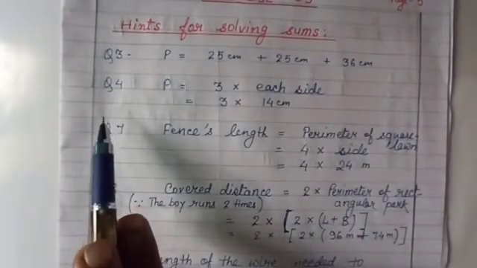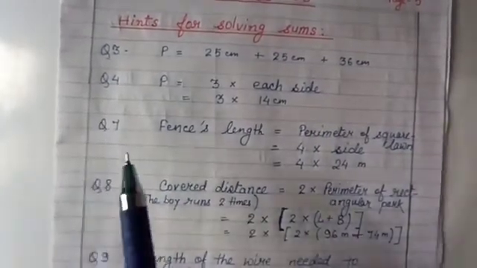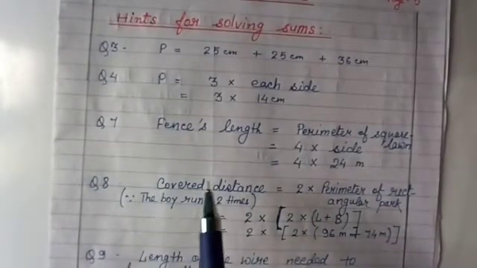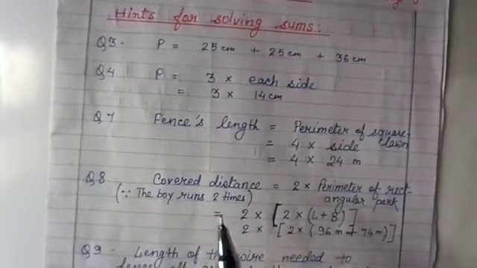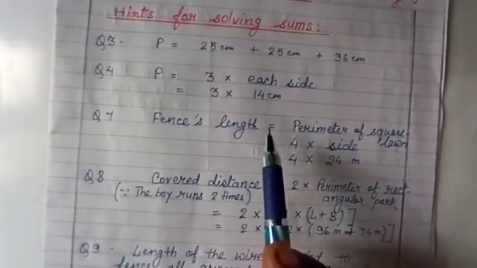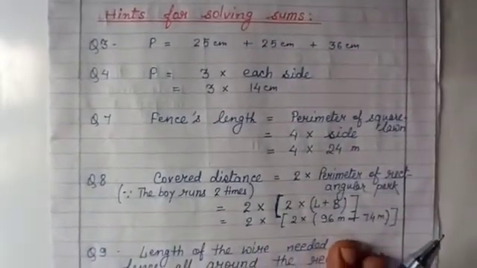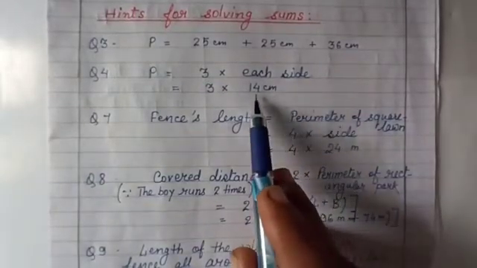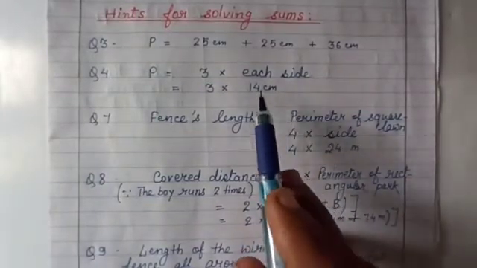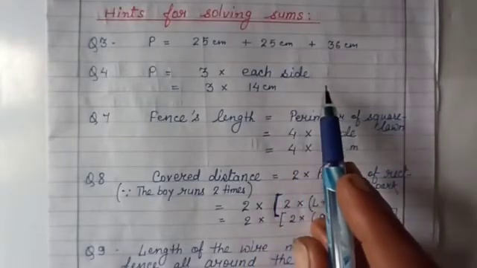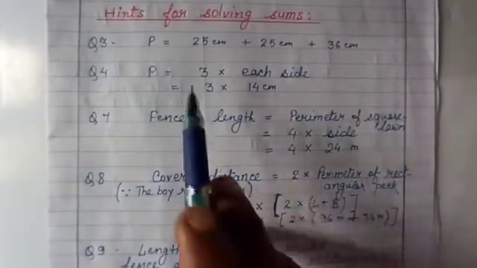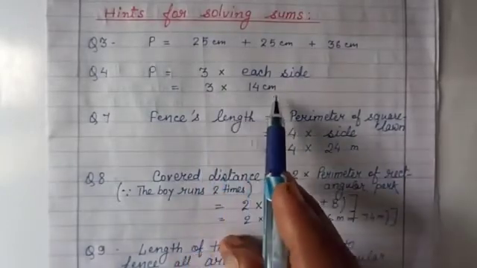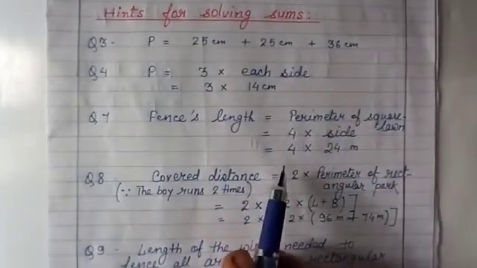Similarly in question number 4, it is given: find the perimeter of a triangle, each of whose sides is 14 centimeter long. That means each side is 14 centimeter. So the perimeter P is equal to 3 into each side. Either you find it by applying addition, that is 14 centimeter plus 14 centimeter plus 14 centimeter, or otherwise 3 into each side, that means 3 into 14 centimeter. You will get the answer.